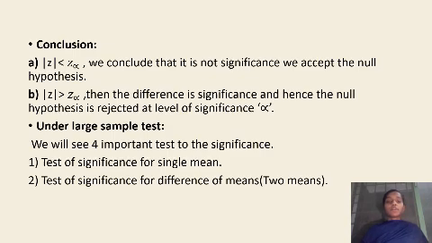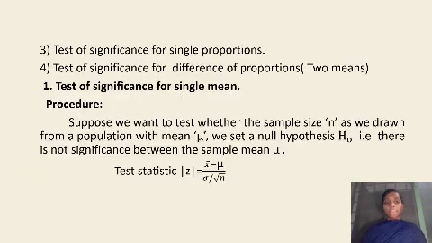Here we are going to see four large statements in this. First one is test of significance for single mean. And next one is test of significance for difference of means. Next we are going to see that in the next slide. Next point is the third one, test of significance for single proportion, and the fourth, test of significance for difference of proportions, that means two proportions.